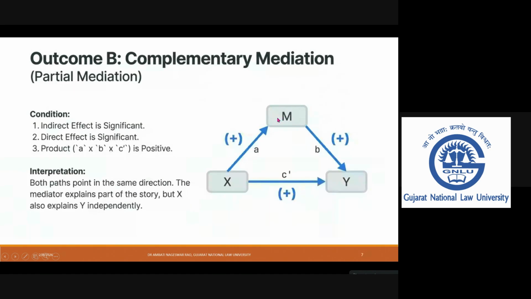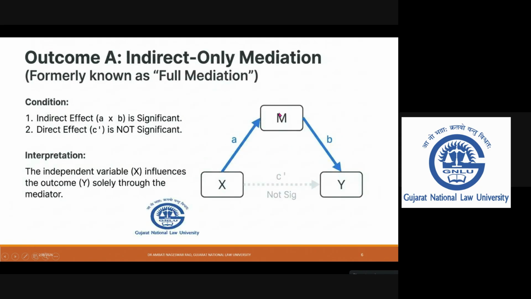Okay, next one: complementary mediation. The indirect effect is significant. The direct effect is significant. And at the end, both point in the same direction. The independent variable has influence on the dependent variable directly, and the mediator also has influence on the dependent variable. This is called partial mediation. As a mediator, it is playing a partial role. In the previous case, it was playing a full role because there was no direct effect.